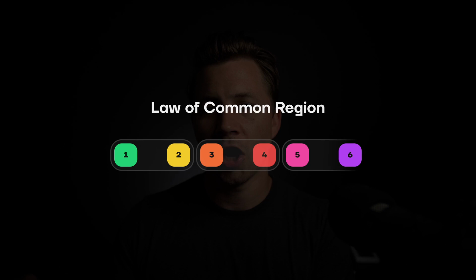Another really interesting thing to keep in mind here for lists versus cards when you're trying to figure out how to lay out your content is going to be the law of proximity versus the law of common region.